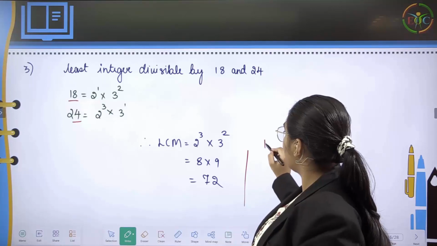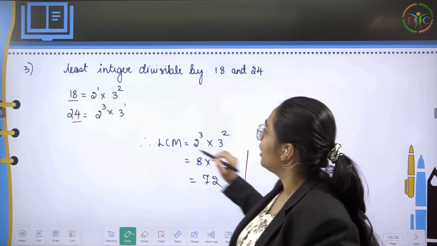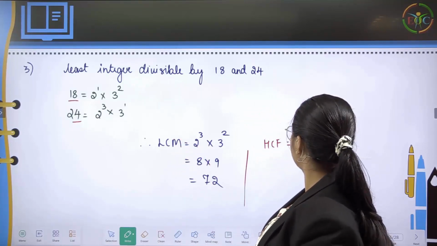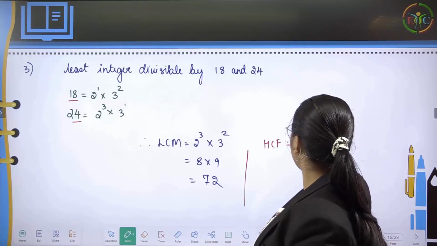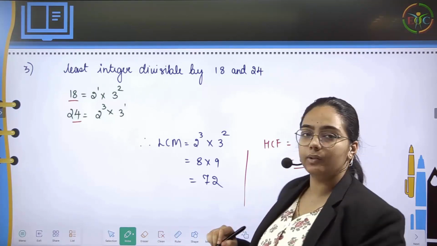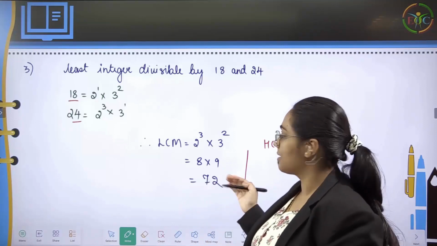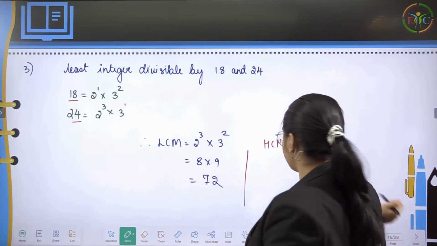For the same question, if we have to find out HCF, you have to consider the least one. That is 2 to the power 1 into 3 to the power 1, which is going to be equal to 6. HCF is 6. LCM is going to be equal to 72.